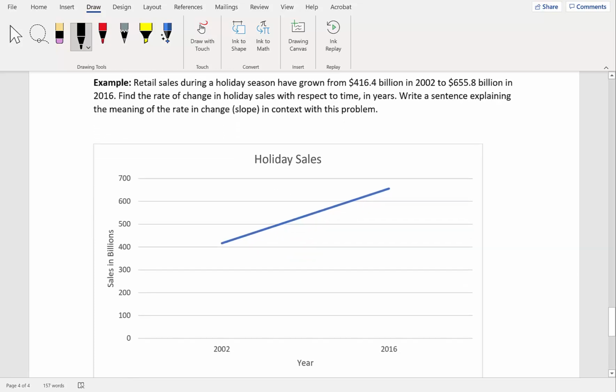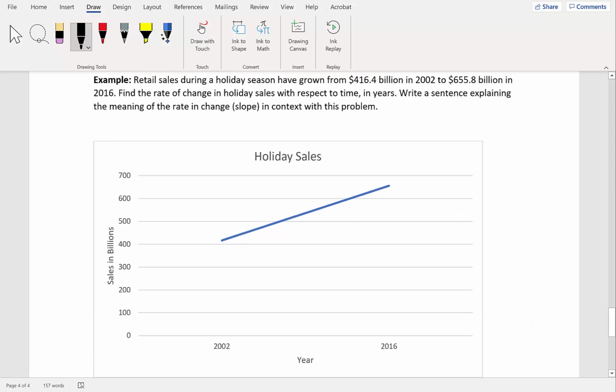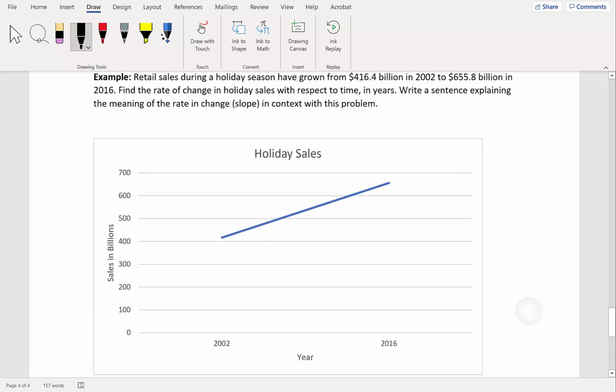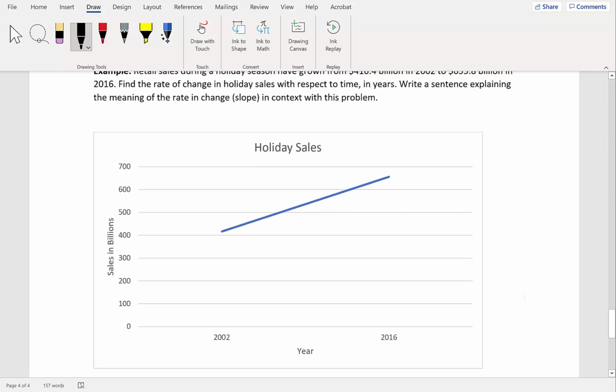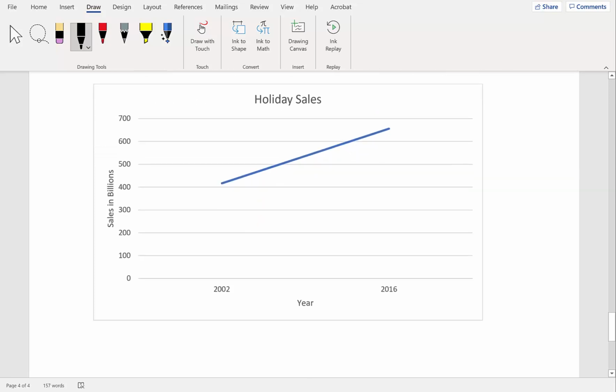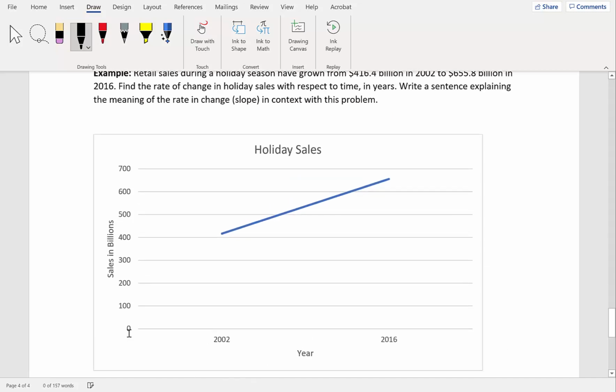Okay. So what we're given over here is actually 2 ordered pairs. We're given 2 points that are on the graph. Okay. So the years, this represents our x coordinates, and then the sales, that represents our y coordinates. Okay. So let's go ahead and write these ordered pairs out. That way we could use the formula and find out our slope, which also indicates the rate of change. So we have 2002 and 416.4 billion.